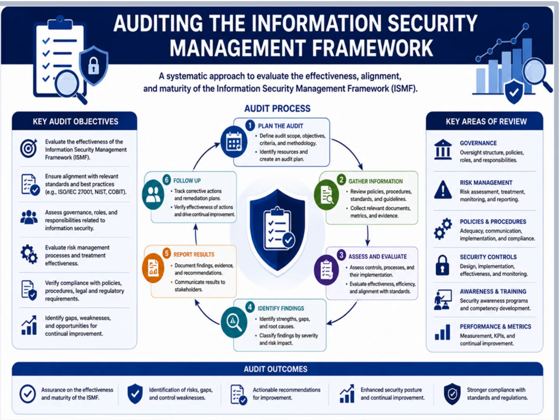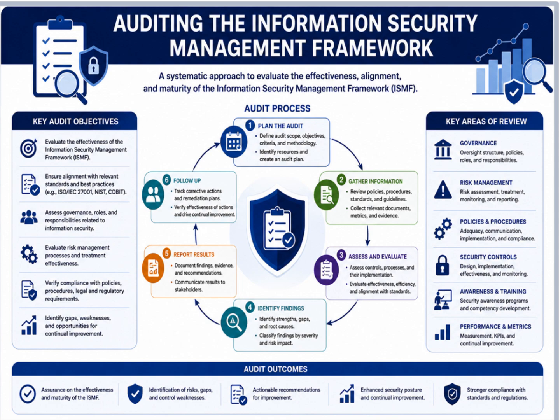The audit process begins with planning. Auditors define the audit scope, objectives, criteria, and methodology. Resources are identified, and an audit plan is developed to guide the engagement. The next step is gathering information. This includes reviewing policies, procedures, standards, risk assessments, metrics, and supporting evidence. Auditors collect the information needed to understand how the framework is designed and implemented.